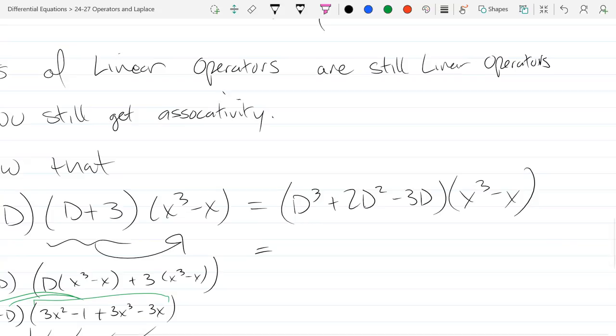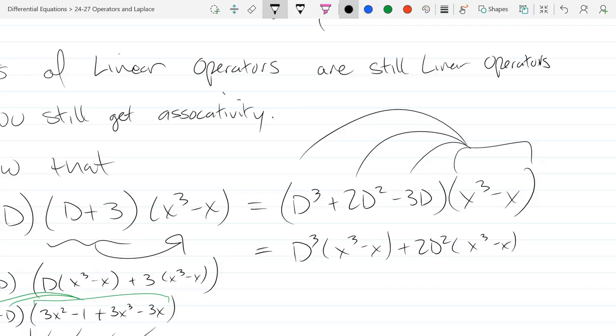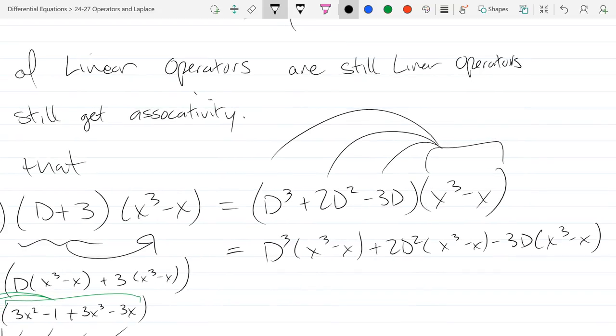All right, so it's your choice how to apply this. I would probably keep that as one chunk and go this way. So I would probably go this route. So d cubed of this plus 2d squared of this minus 3d of this. And then you compute your first derivative first, then your second derivative, then your third derivative. And you should be able to knock them out relatively quickly. So spend an extra 10 seconds figuring out the fastest way to do it, and then do it that way, instead of just sort of applying things blindly.